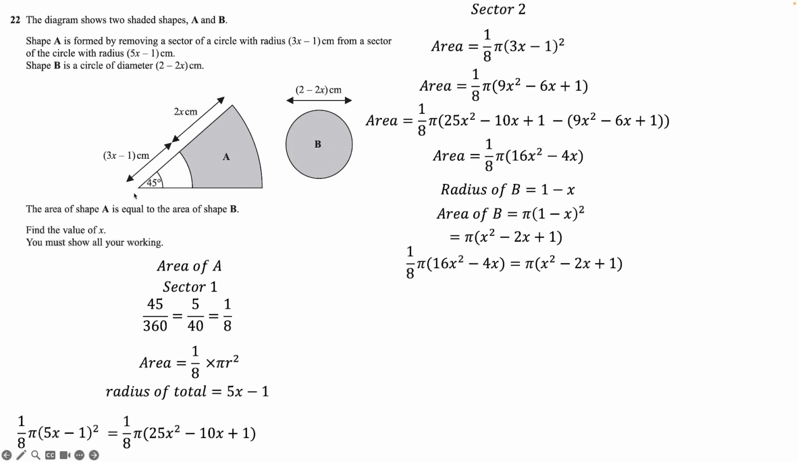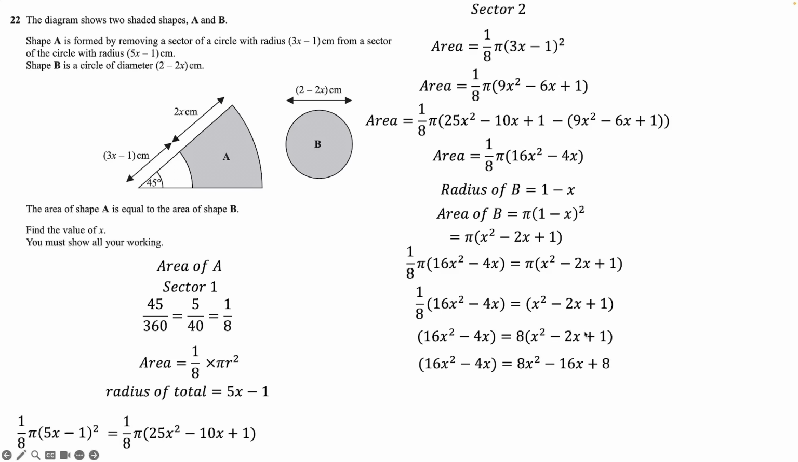We can equate them because we're told they're equal. This looks quite horrible, but we can make it easier. We can get rid of the pi's, so we can divide both sides by pi. We can multiply both sides by 8 to get rid of this fraction. So then we can expand this bracket by doing 8 times everything inside of here. That gives you 8x squared minus 16x plus 8.